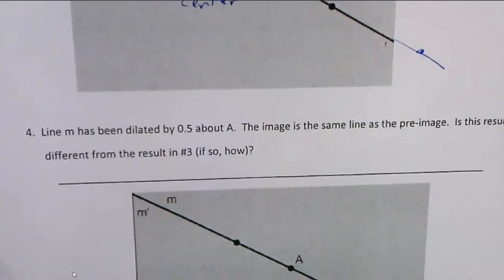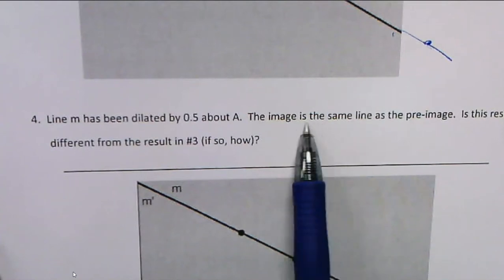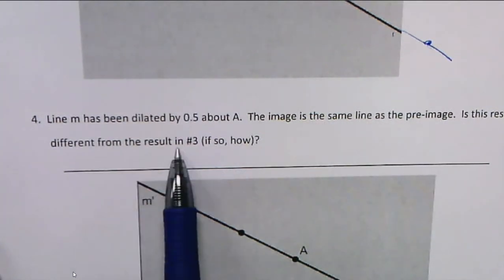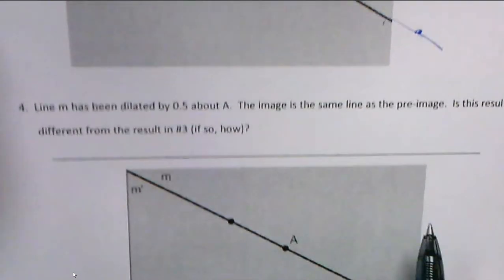Number 4 says, line M has been dilated by a scale factor of 0.5 with the center at A. The image is the same line as the pre-image. Is the result different from the result in example 3? And the answer is no. Example 3 is the exact same line as the pre-image.